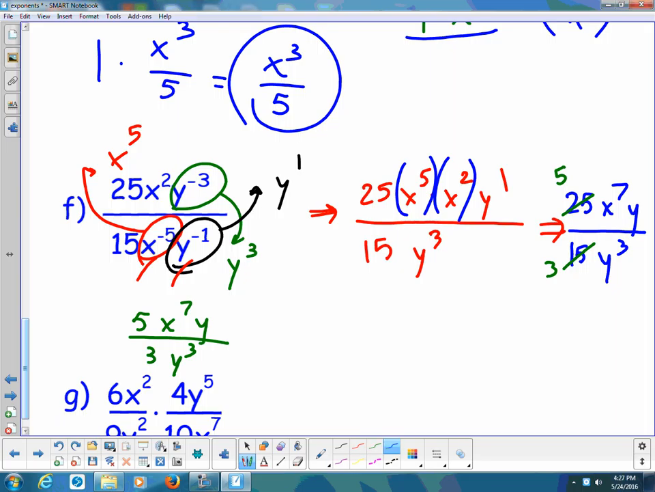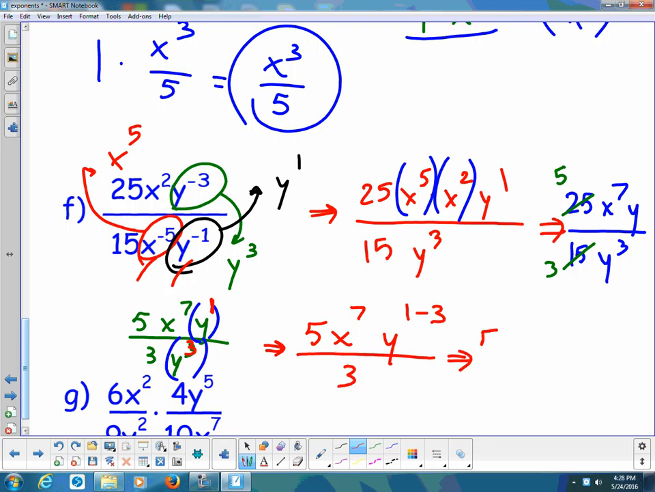Notice that I am dividing two numbers that have the same base, y in the numerator and y to the 3rd in the denominator, and that's got an exponent of 1, and I know I need to subtract. So I'm going to write this as 5x to the 7th, y to the 1 minus 3, right, because I subtracted this exponent of 1 minus this exponent of 3 over 3. And so I'm going to have 5x to the 7th, y to the negative 2 over 3.